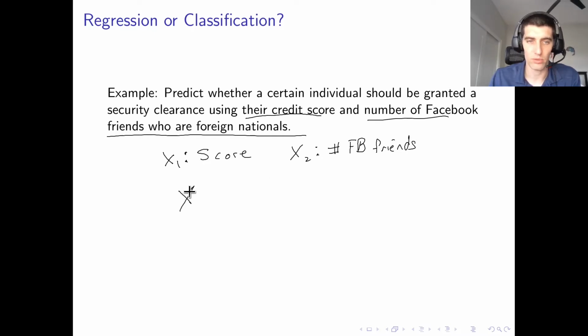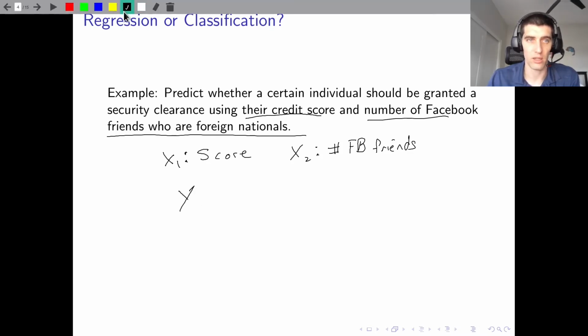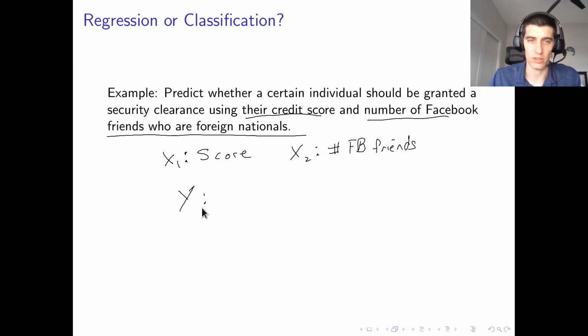And Y, what we're trying to predict, this Y value, is whether an individual should be granted a security clearance. So suitability for clearance. That is, Y is going to have two outcomes, right? That is, yes, suitable, or no.